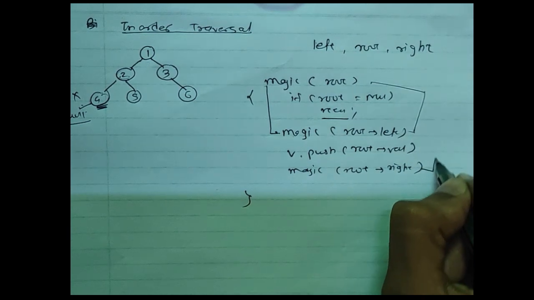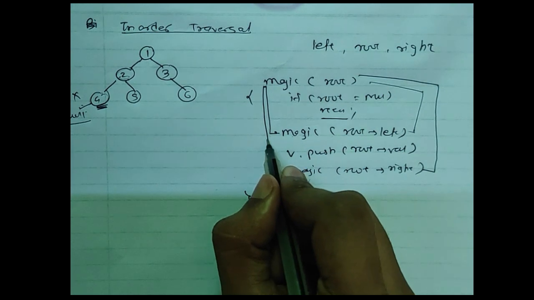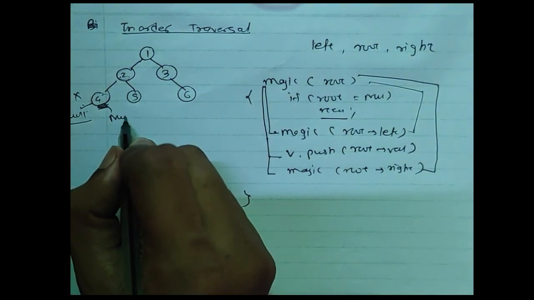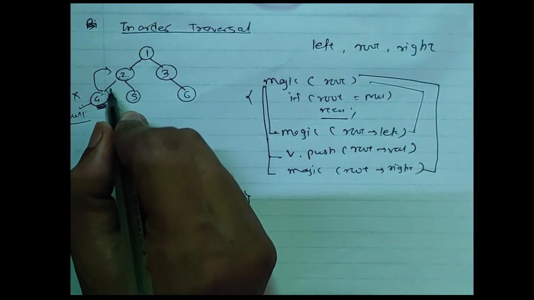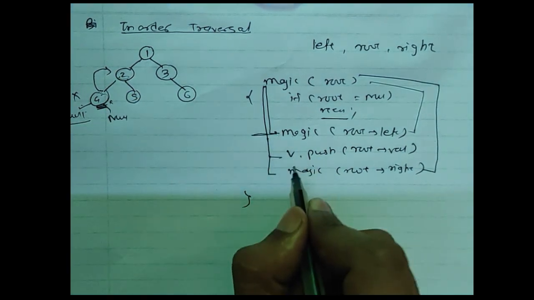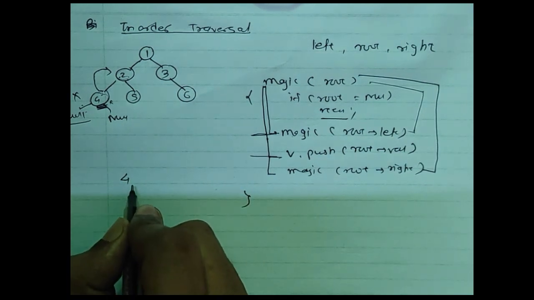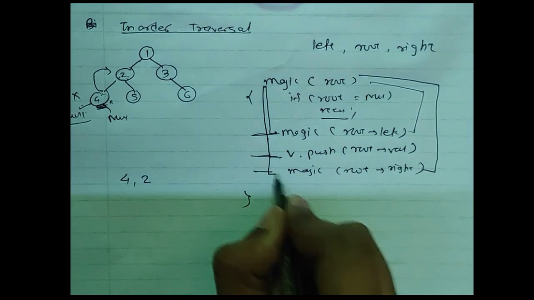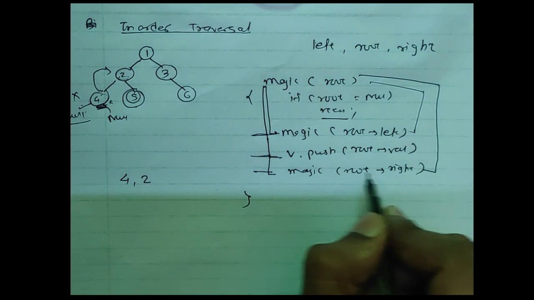As root right is called, it will go here. As this is already exhausted and returned, it will call this, but this is null, so it will backtrack and go up to here. As this is exhausted, this will return the value. So first 4 is going to return, then 2. As this is returned, this will call root's right, so it will go to root's right.